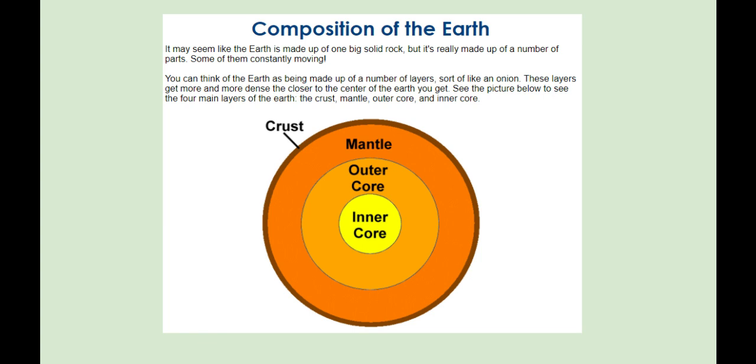Let's take a look at the composition of the Earth. It may seem like the Earth is made up of one big solid rock, but it's really made up of a number of parts. Some of them are constantly moving. You can think of the Earth as being made up of a number of layers, sort of like an onion. These layers get more and more dense the closer to the center of the Earth you get. See the picture below to see the 4 main layers of the Earth: the crust, the mantle, the outer core, and the inner core.